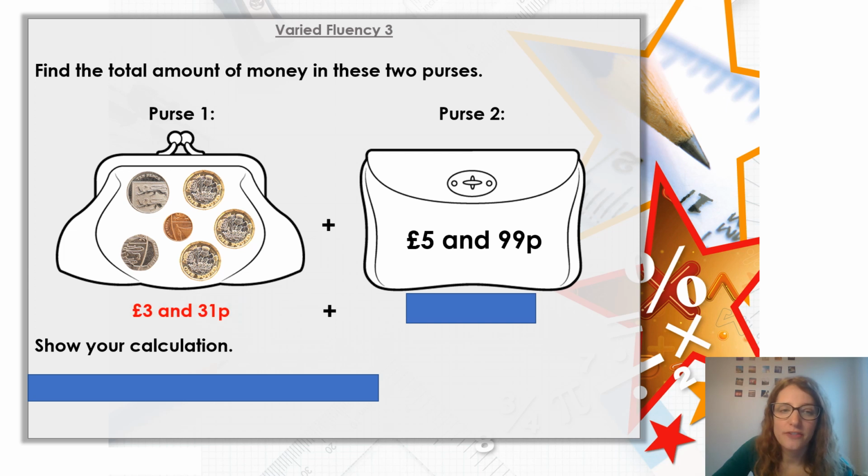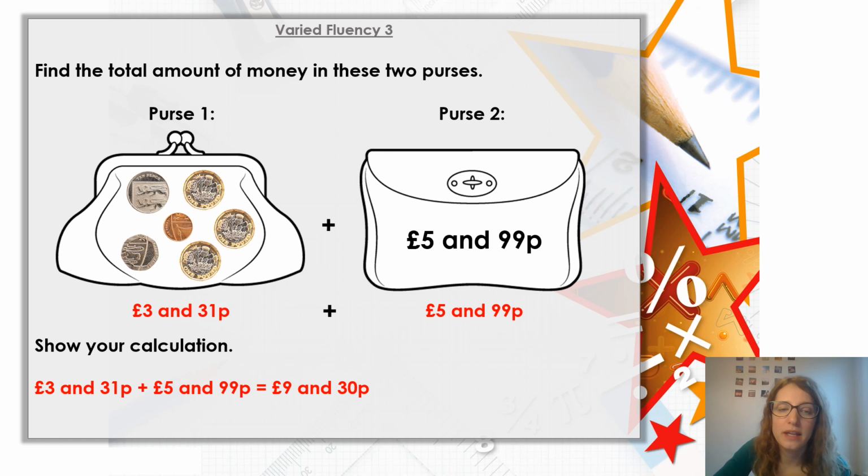Okay, so our first purse, we have £3.31. Our second one, it does tell us that we have £5 and 99p, so we need to add them together. Okay, so £3.31 add £5.99 equals £9 and 30p. With this one, where it ends in 99p, sometimes easier to round it up to the next pound because it's only a penny off. So what we could do is borrow or exchange the penny from this side, because there's 31p, put it into here, into our second purse.